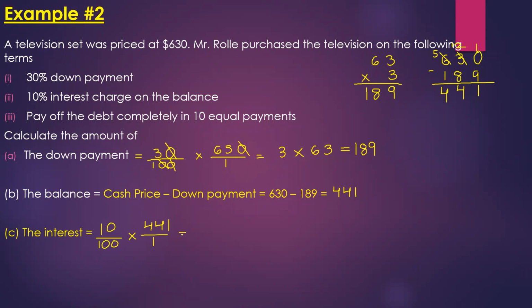It's going to be equal to, what can we cancel here? The 0 from the 100 and the 10. We got the 0 from the 10 and the 0 from the 100. So we're left with what? 1 over 10.